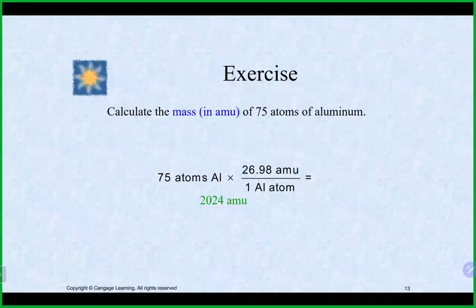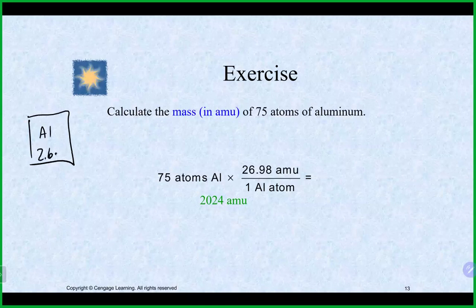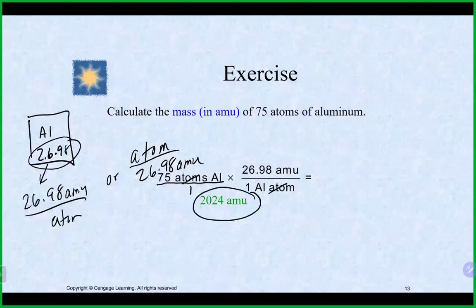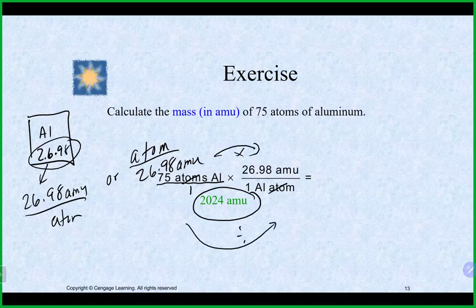Same thing here with aluminum. If you went and looked on the periodic table underneath aluminum, you would see 26.98. And once again, four significant figures, 26.98 AMU per atom. Or again, if you needed to, you could flip it around and use it in the reverse direction. And again, we would set up dimensional analysis here, atoms on top, so atoms cancel on the bottom, which gets us 2024. A reminder that we are multiplying the top and dividing what's on the bottom, just like we talked about at the beginning with dimensional analysis.